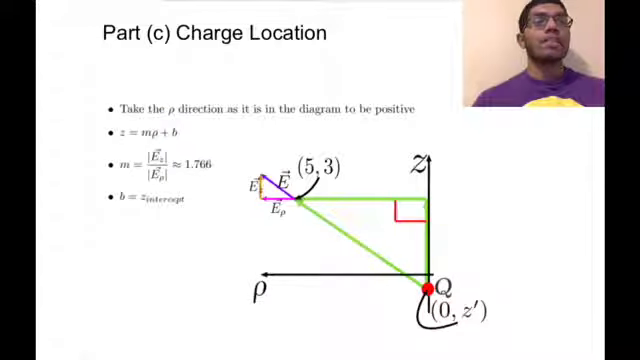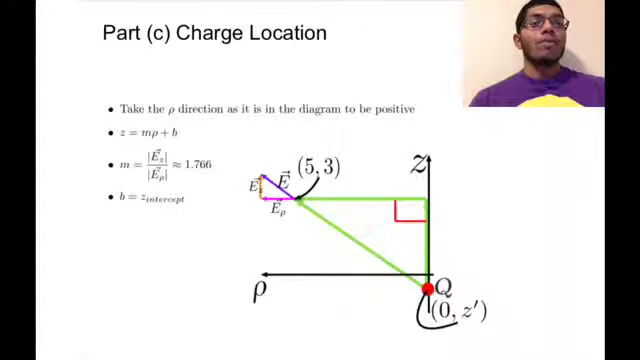I've cleaned that up a bit in this slide over here. You can see that z is m rho plus b. And I've taken the rho direction, in this case, to be positive, going this way, so I don't have to worry about any negative signs in this expression. How I found the slope is quite simply just using my solution from part B. I found the magnitude going in the z direction, the magnitude going in the rho direction. Divide these two and you get 1.766 approximately as your slope.